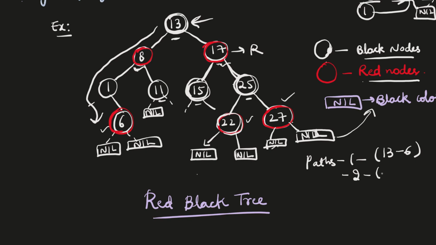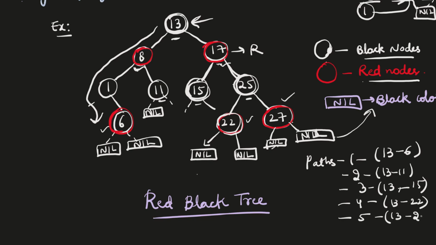The second path is from 13 to 11. The third path is from 13 to 15. The fourth path is from 13 to 22. And the fifth path is from 13 to 27. So this is how all the paths are divided. And now in this we need to calculate the black nodes, from the root node to the leaf null nodes.